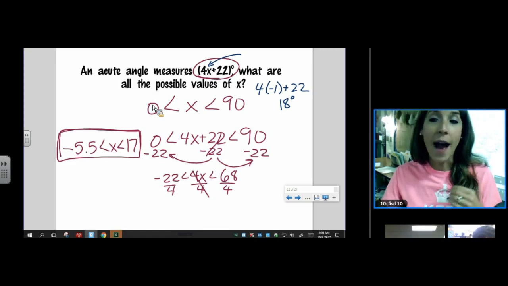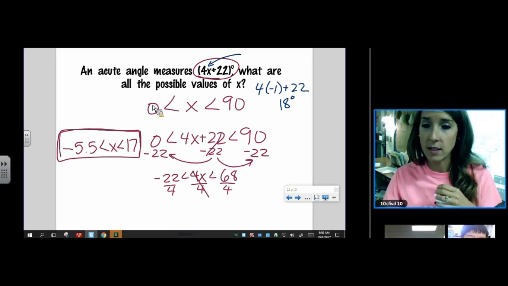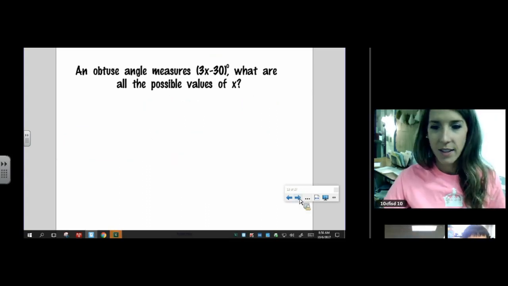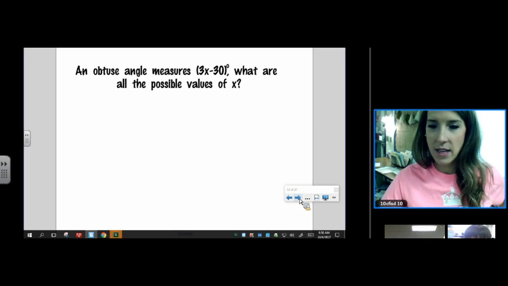Guys, we did not divide by a negative. We divided by positive 4, so don't worry about flipping the signs. You would do that if you divided by a negative, but I don't think I've ever done that in this class. I've never made you divide by a negative with inequalities. Try another one. Let's make sure we can do this. If you have to leave, you can leave.